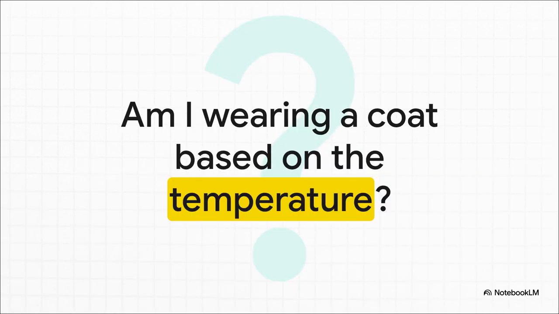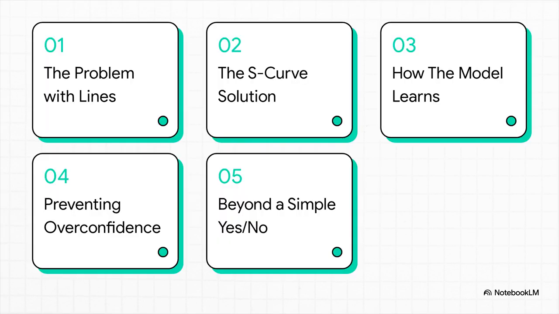So let's start with a super simple question, one that we all deal with. Just by looking at the temperature outside, can we predict whether I'm going to wear a coat? It sounds basic, but this is a perfect classic example of a classification problem, and it's going to help us understand everything. So how are we going to figure that out?